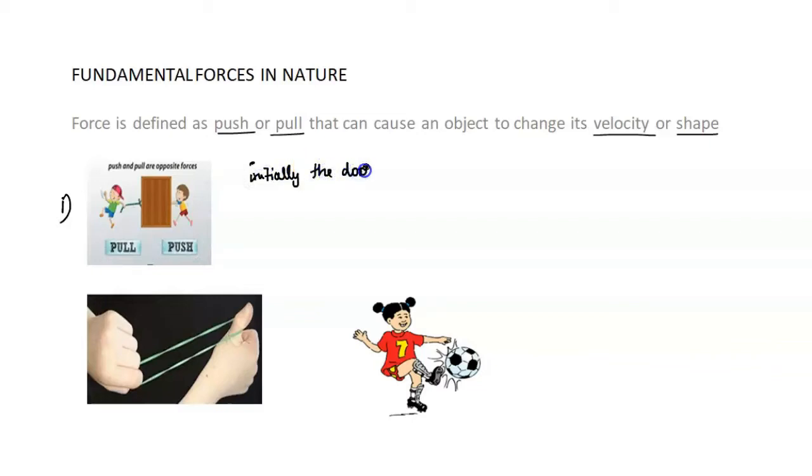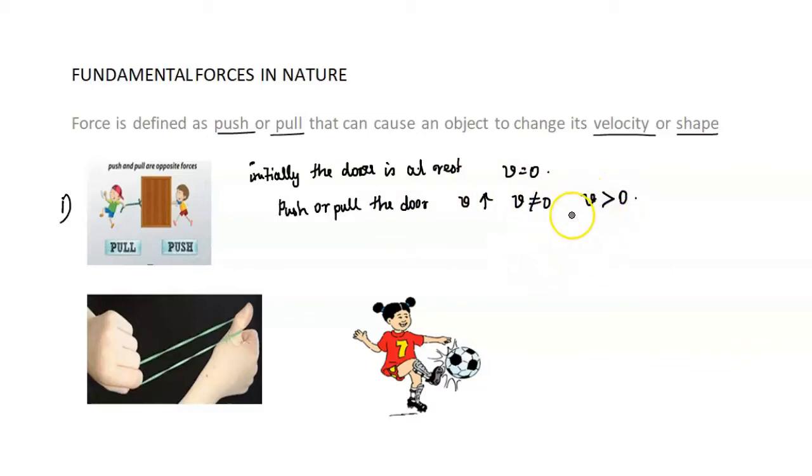So when we look at the first picture, what we can observe is that initially the door is at rest. If an object is at rest, that means the velocity of the object is 0. When we try to push or pull the door, what happens? The velocity increases. Now the velocity is not equal to 0, because velocity must be greater than 0. Hence we can say that if we push or pull that door, the velocity of the door increases.